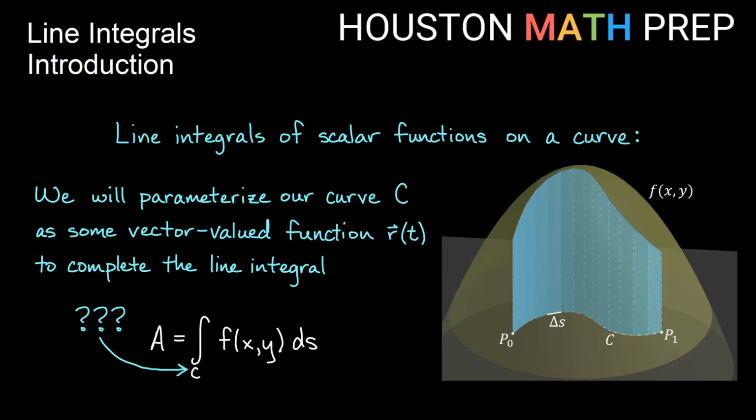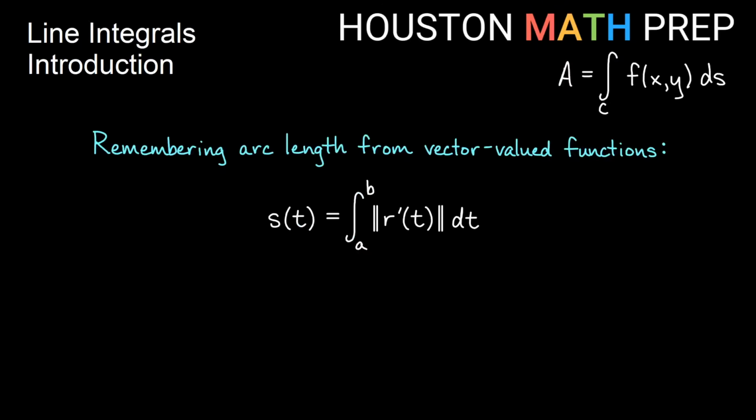So what we'll actually need to do to quantify our curve as some sort of formula, think about it, it's a curve through space, we'll need to parameterize our curve C as some vector-valued function. Remember, we usually called that r of t when we did vector-valued functions before in multivariable calculus. In order to complete our line integral, that's what we'll do, we'll parameterize our curve. We're going to look at how to calculate this starting at the idea of arc length.